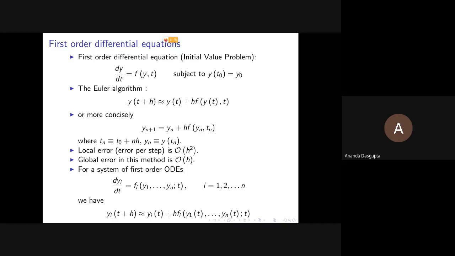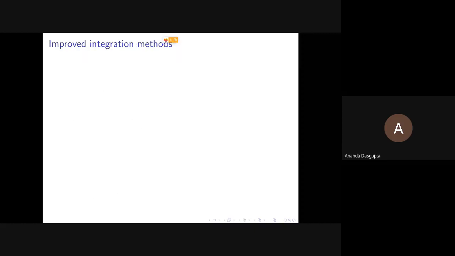We will actually have Euler as an exercise, not because it's a good method, but because it's reasonably good for many purposes. And more importantly, it's going to help you contrast with what you gain when you go to the higher order, more complicated algorithms. So that's what we are going to discuss now. Improved methods of integration.